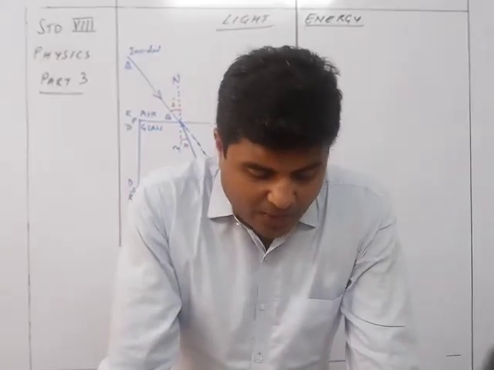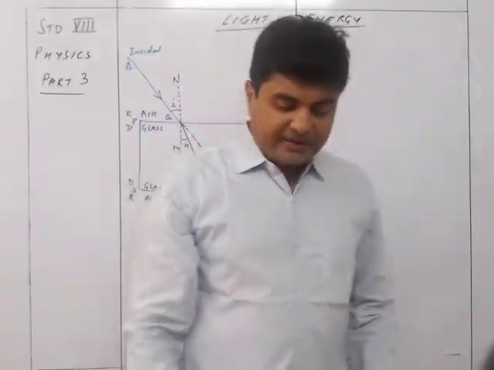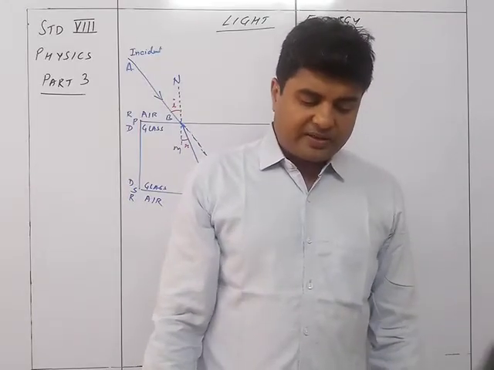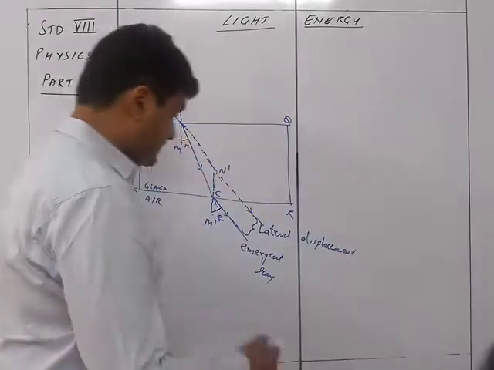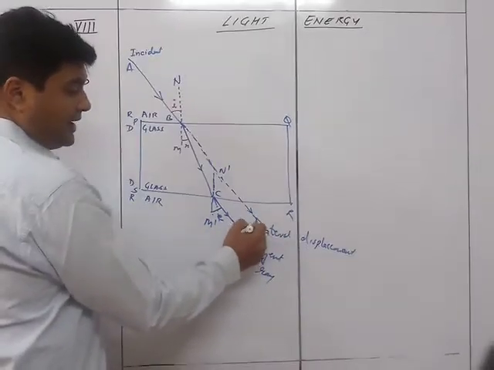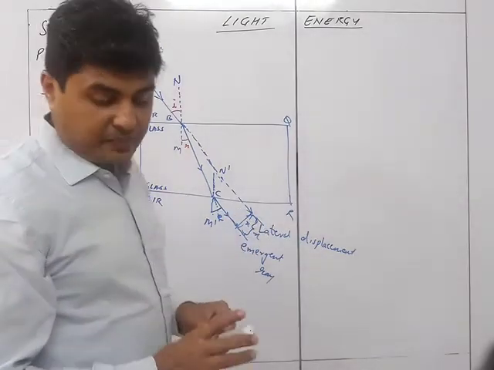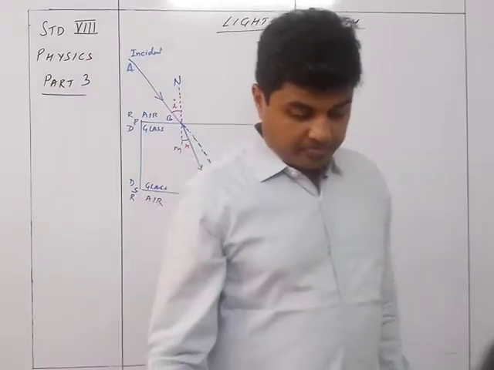In figure 5.11, the lateral displacement is shown by CE, x, which is the perpendicular distance between the incident ray and the emergent ray. So this is x that we are talking about. This distance over here, x, is the lateral displacement.